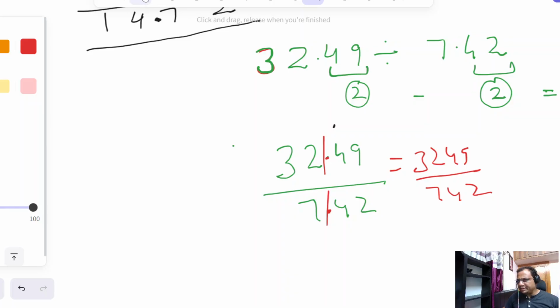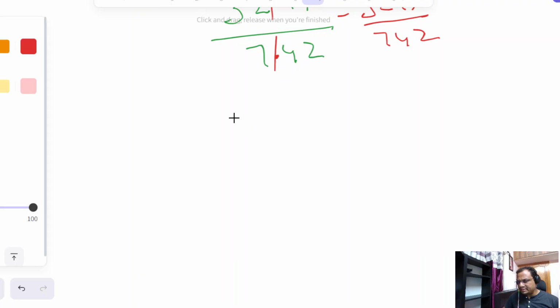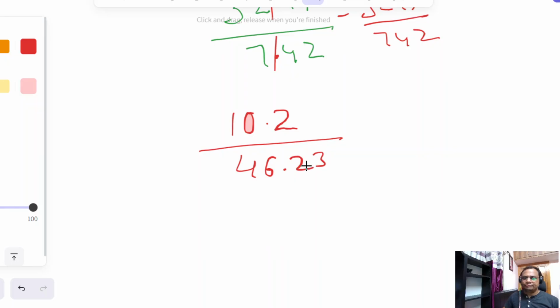But when they have different decimal places, for example, if we take a number 10.2 divided by 46.23, for example. Now you have to divide them. Always, as we already know, the numerator will be the dividend, right? And the one in the denominator is the divisor. So please keep it in mind.